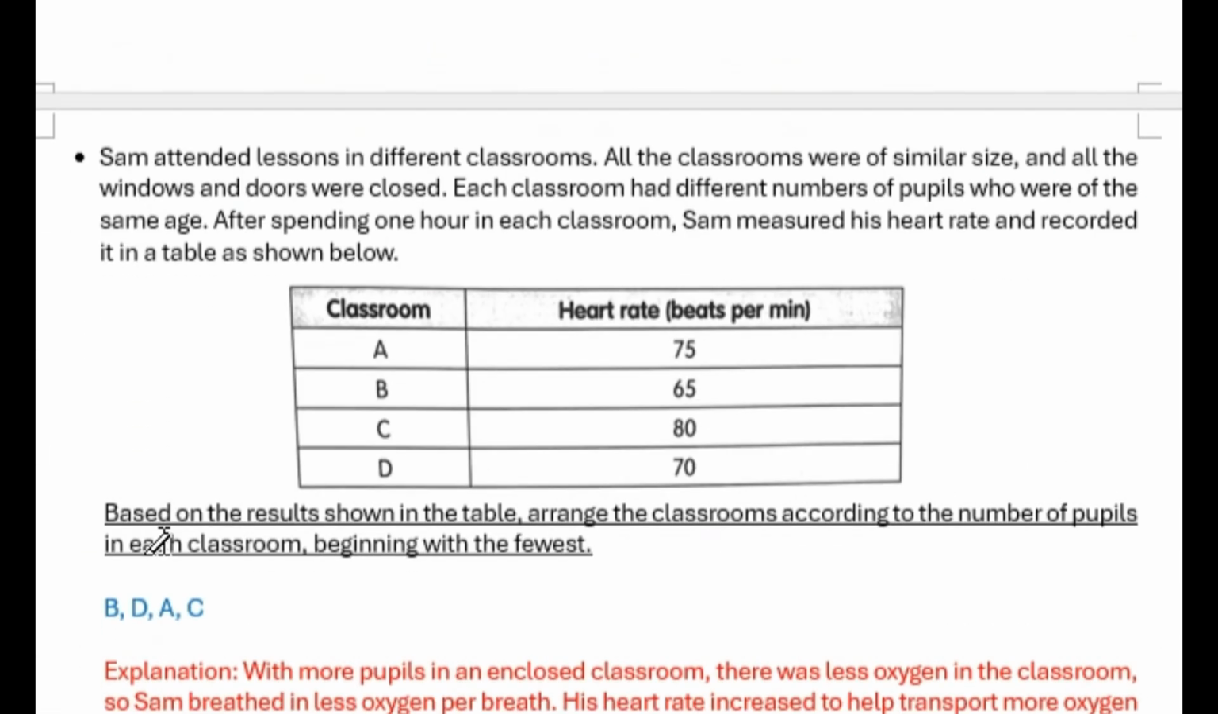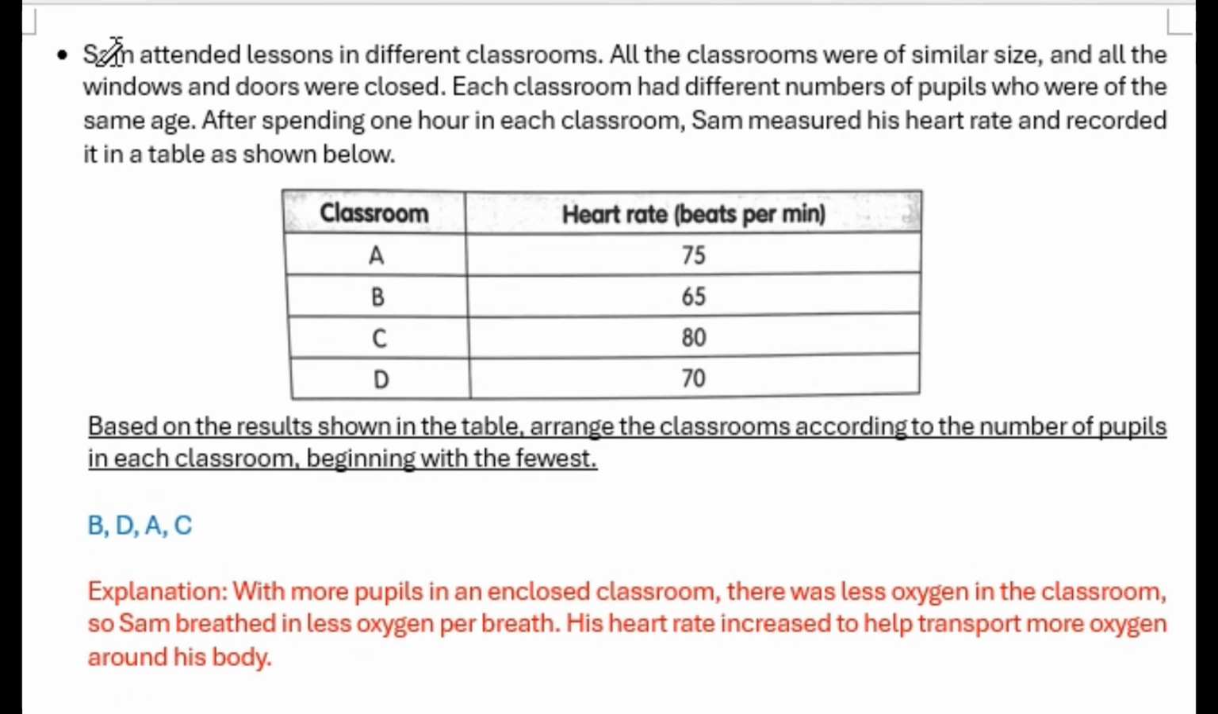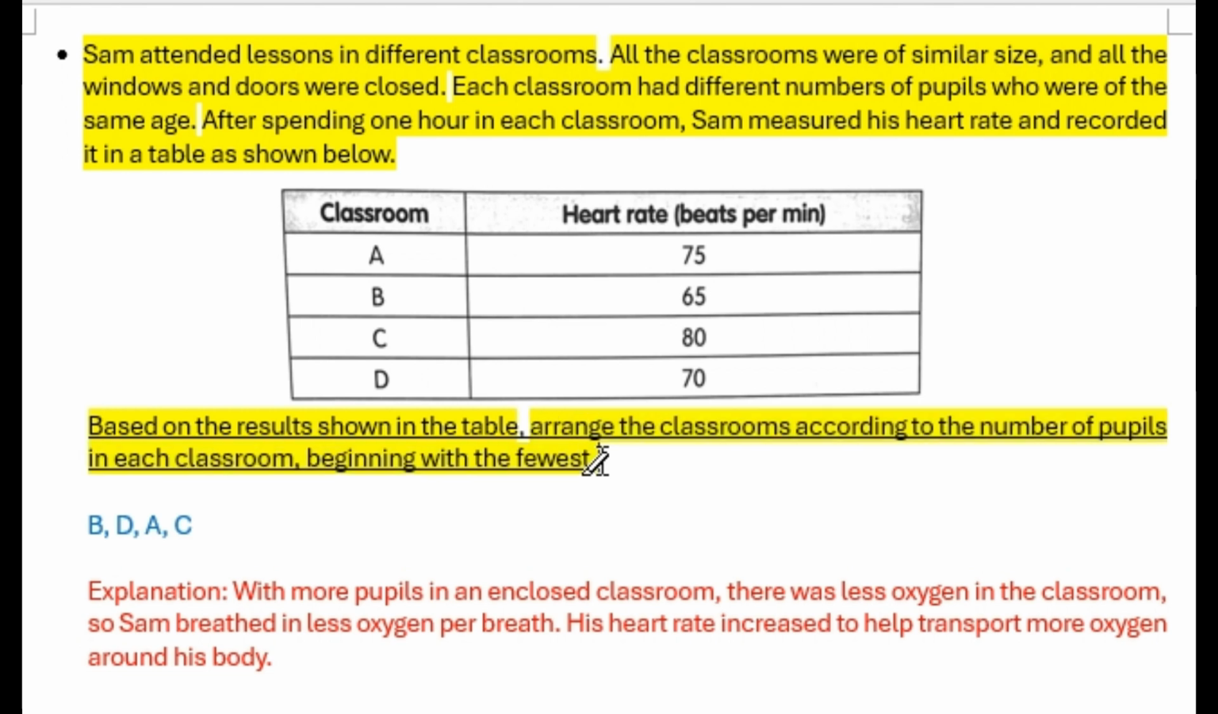Sam attended lessons in different classrooms. All the classrooms were of similar size, and all the windows and doors were closed. Each classroom had different numbers of pupils who were of the same age. After spending 1 hour in each classroom, Sam measured his heart rate and recorded it in a table as shown below. Based on the results shown in the table, arrange the classrooms according to the number of pupils in each classroom, beginning with the fewest.